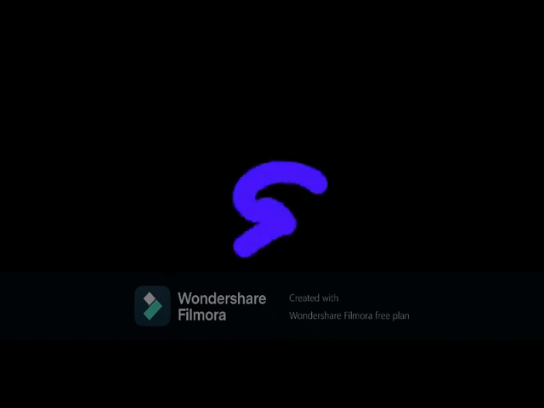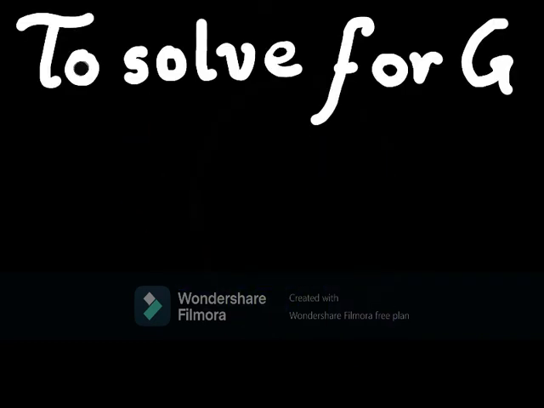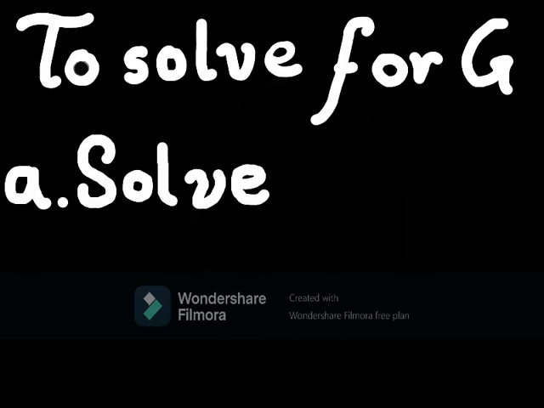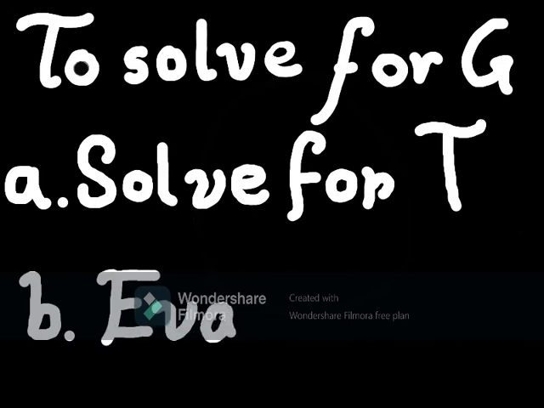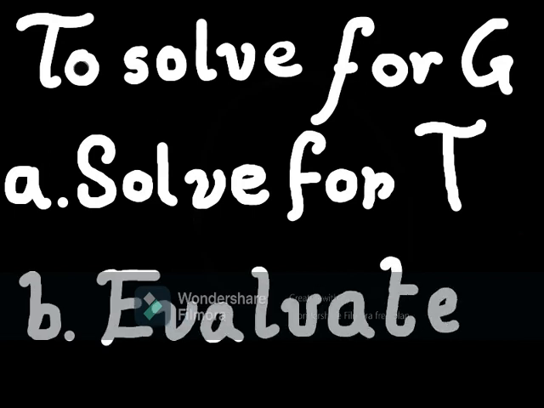Now, it's time to cross the final hurdle and calculate the value of g. To solve for g, we need to do two things. A. Solve for the value of the time period, and B. Evaluate the original equation k theta is equal to Lf.